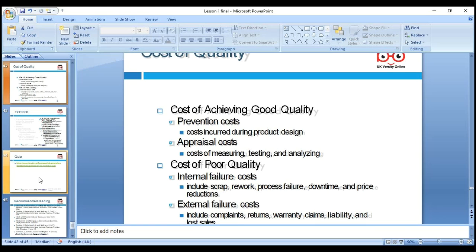Cost of poor quality can be huge. If you hire low-skilled agency staff, what will happen? You produce low-skilled work. So external failure cost is huge, maybe your order will be rejected.